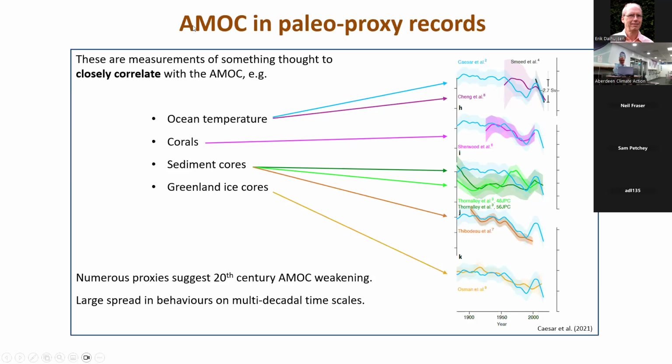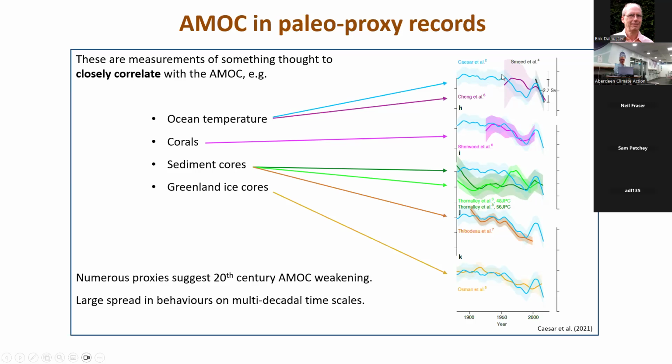And so there's been a lot of research looking at paleoproxy records around the Atlantic region to try to reconstruct sort of century scale AMOC variability. So these proxies are not direct observations of the circulation, but they are something which is thought to closely correlate with the AMOC. So there's a whole set of time series here based on ocean temperature, from coral records, from sediment cores, from Greenland ice cores, and they've all attempted to reconstruct past AMOC behavior from these proxy records.